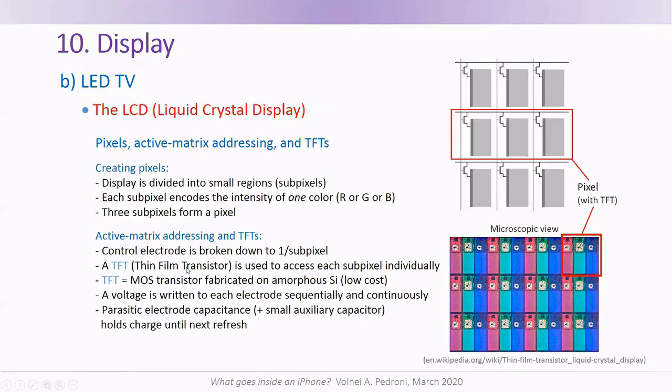And the TFT, thin film transistor, is used to access each subpixel individually. So here's a transistor. You place the voltage that you want to store on this line, then activate this line, and this voltage is written, or stored, on this electrode. The TFT is just a MOSFET or MOS transistor fabricated on amorphous silicon, which is a low cost, very light material. The voltage is written to the electrode sequentially and continuously, and it is held by the parasitic capacitance of the electrode itself, or also by an auxiliary capacitor built together with the transistor.